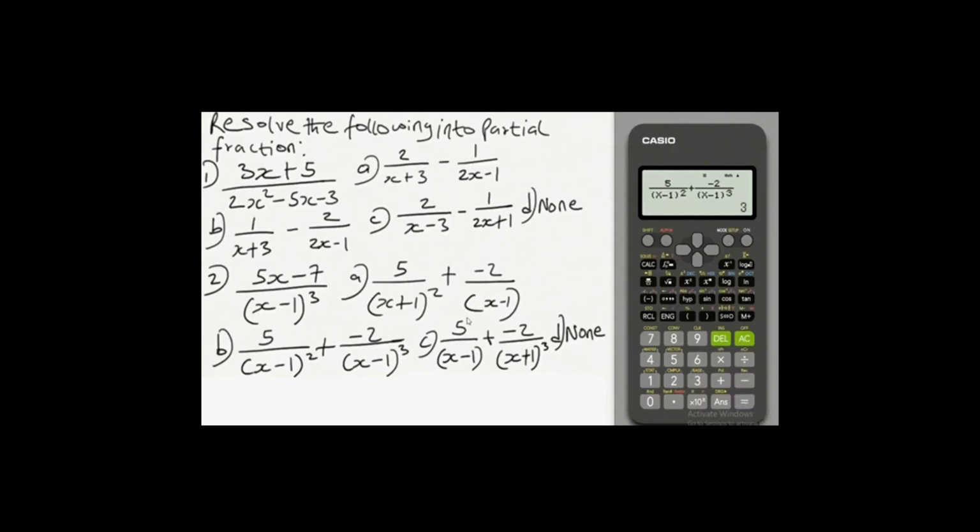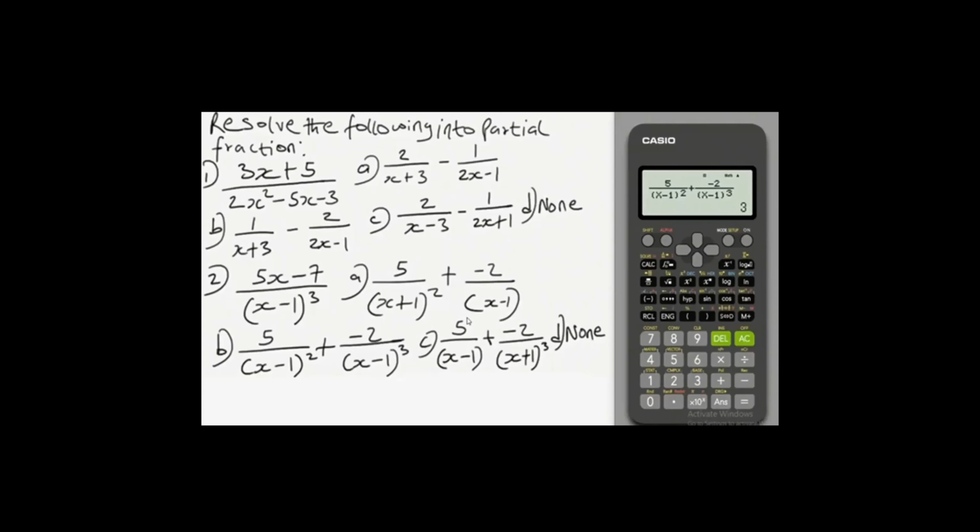3 exactly. So the correct option is what? Option B for question 2. So this is basically how you can solve problems involving partial fraction using the Casio fx-991ES Plus second edition scientific calculator in seconds for multiple choice questions. Hope you learned something interesting from this video.